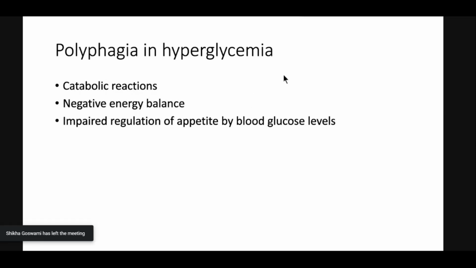Any questions? Sir. Yes, please. Sir, can I ask one question from the assignment of calcium homeostasis? Yes, please. Sir, in thyroidectomy patient, what is the plasma calcium level?